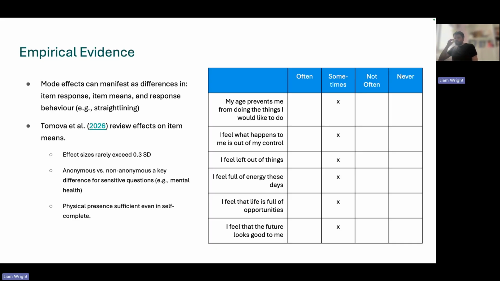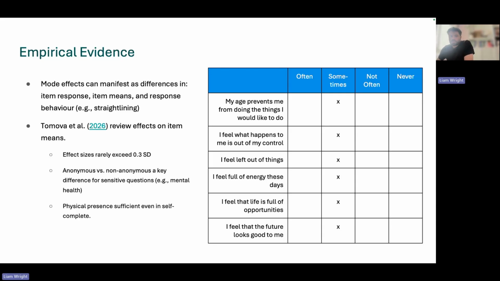So on screen, I've shown a table that's the 6 items of the CASP-6 measure of quality of life. In a web questionnaire, this would be printed out on screen and you would see it in a response grid, and straight lining behavior would just be to give the same response to each item, so a straight line down the grid. And that might be due to lack of motivation and interest in thinking about the questions thoroughly.